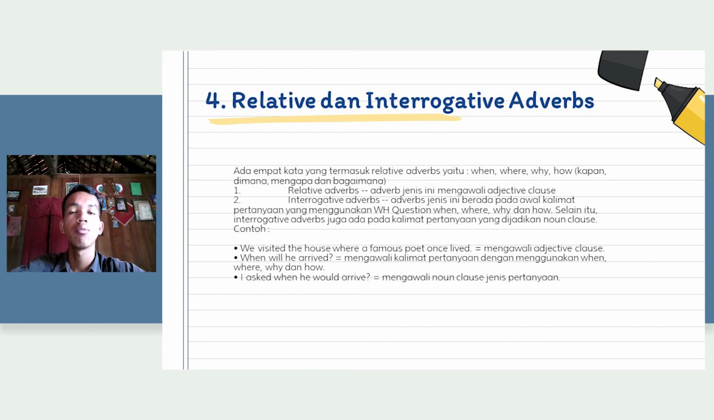In addition, interrogative adverbs are also included in the question sentence, which is used as a noun clause. For example, number 1, we visit the house when he was asleep. Number 2, when he arrived. Number 3, I asked when he would arrive.